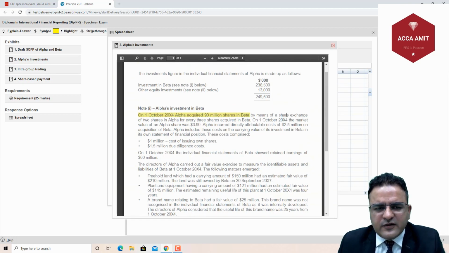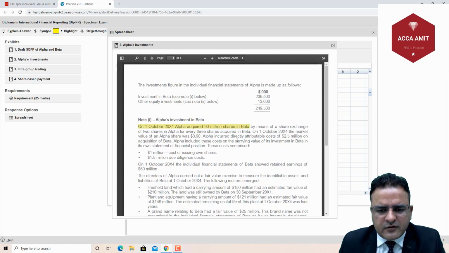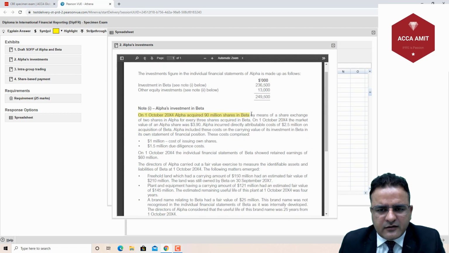This was acquired by means of a share exchange of 2 shares in Alpha for every 3 shares acquired in Beta. Now this information of 2 shares in Alpha for 3 shares in Beta, we'll be needing in working note number 3. So we can highlight the third. On 1st October 2004, the market value of Alpha share was 3.90. This information again I'll be needing in working note number 3 for knowing the value of these shares.